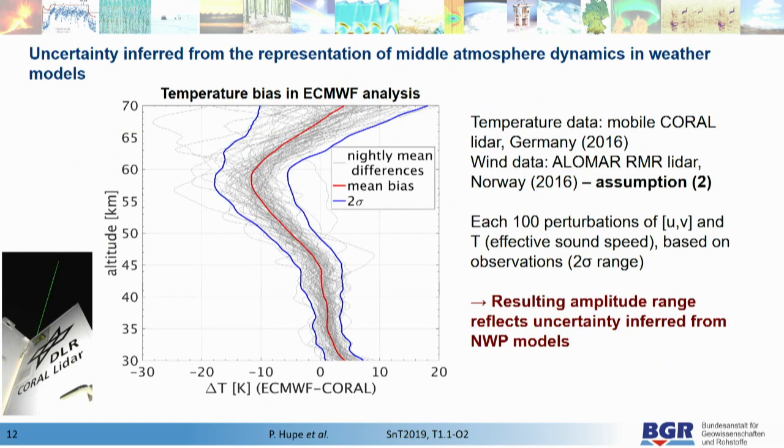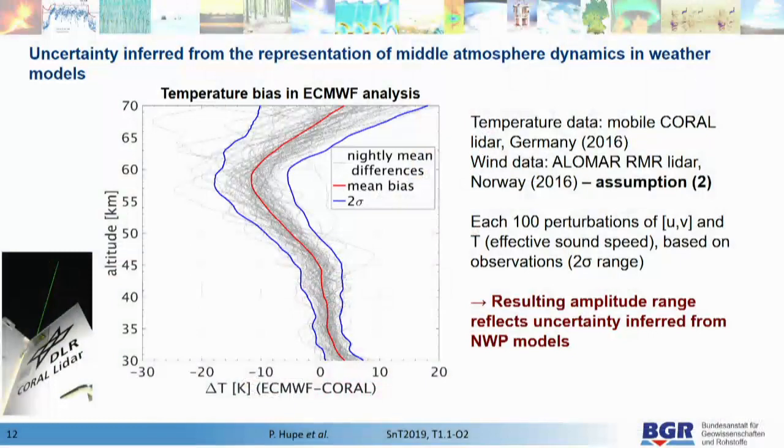And on this figure, you can see the difference for each night in gray between the ECMWF model and the LiDAR measurements, the temperature profiles. The main differences can be found above 45 kilometers because of the sponge layers and the damping layers in the weather model. And the mean bias here in red amounts to 12 Kelvin at around 60 kilometers, which can be translated into an effective sound speed of around 5 to 8 meters per second.